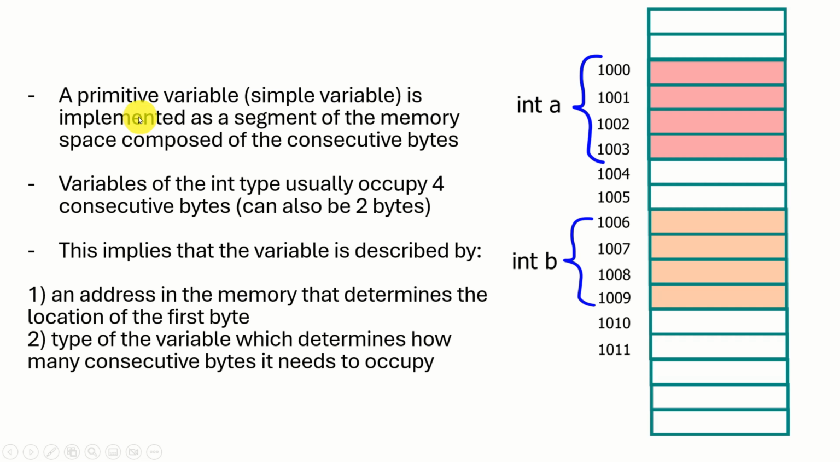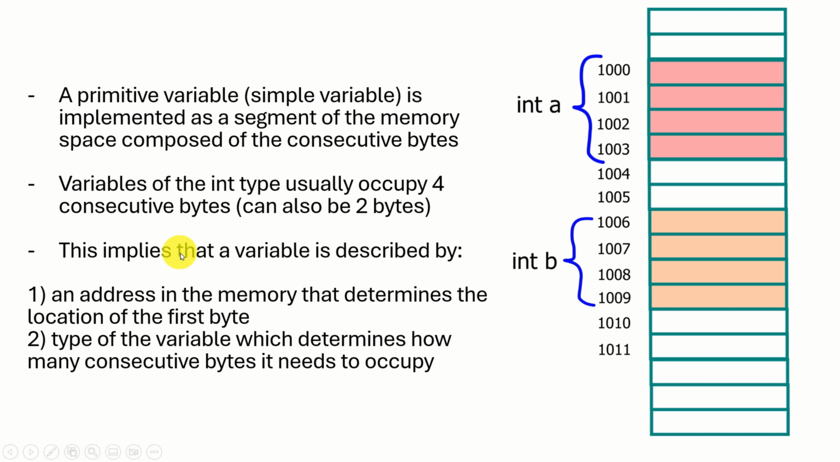etc. A primitive variable or a simple variable is implemented as a segment of the memory space composed of consecutive bytes. For example, on your computer, integer a will occupy 4 bytes. That is this byte, this byte, this byte, and this byte. And it will occupy 4 consecutive memory locations. Also, on some computers, integers can be, for example, 2 bytes, depending on the implementation, depending on the processor, etc.